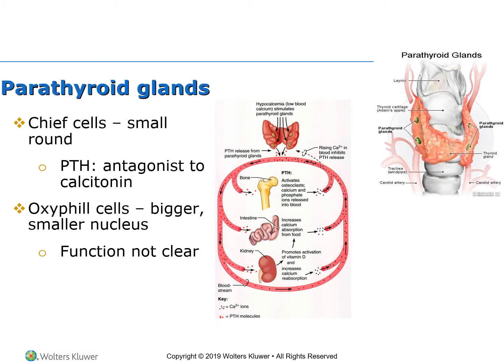So again, to summarize the functions of the parathyroid hormones, there are two types of cells in the parathyroid: the chief cells that are secreting the PTH, which is a total antagonist of calcitonin that was secreted by the C cells in the thyroid. And we have what is called the oxyphil cells. They are bigger, larger, and we are not really sure what their function is.